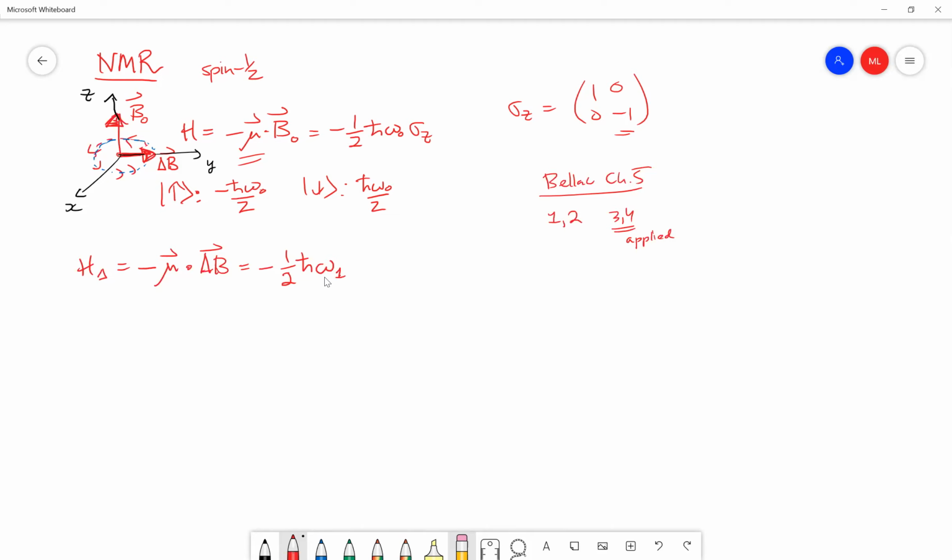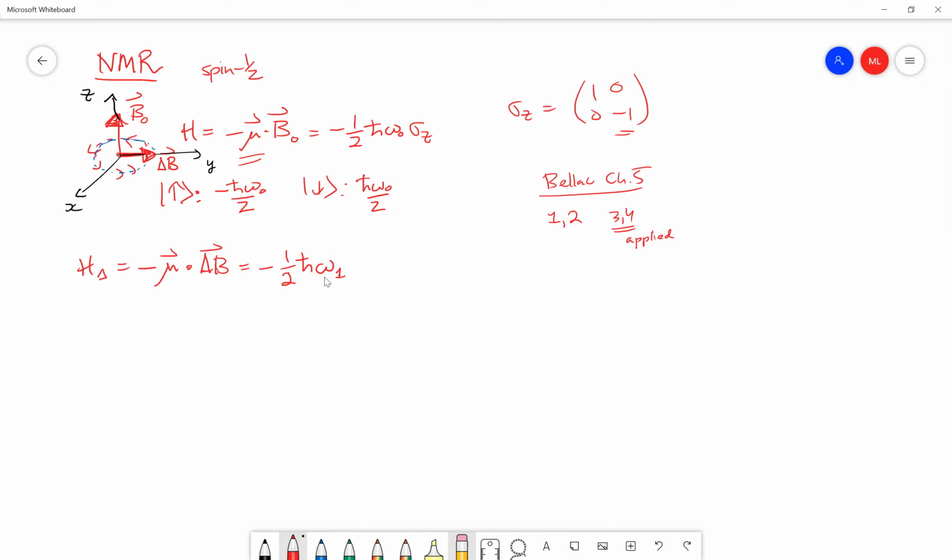Omega 1, right? That has to do with the magnitude of the field. It's a combination of mu and of the gyromagnetic ratio, and the magnitude of the field, right? If you go back and look at the notes from the first semester.